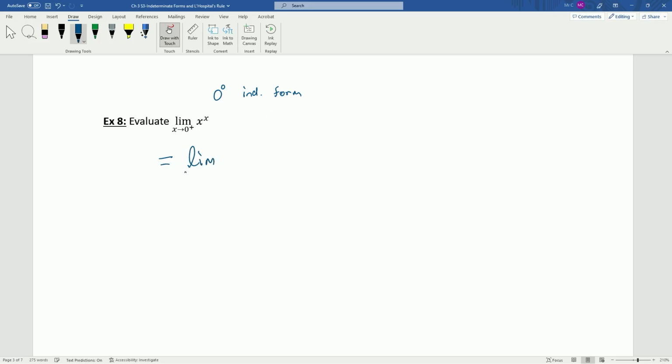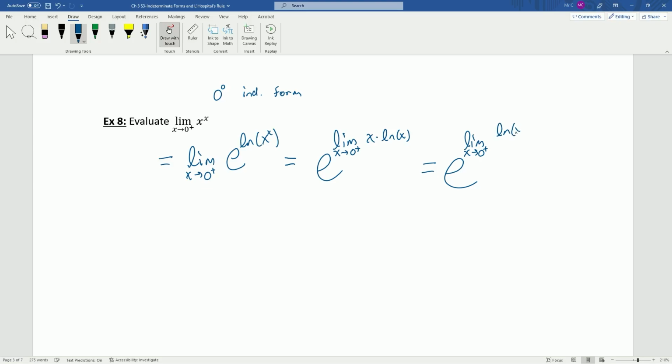So I'll rewrite this limit as the limit as x goes to 0 from the right of e to the natural log of x to the x power, so I'm moving my limit inside. I'm doing 2 small steps at once: move the limit inside, and use my power rule on the logarithm to write this as x times ln of x. Now I need to rewrite this as a quotient still, so this will be e to the limit as x goes to 0 from the right of the natural log of x divided by 1 over x, or x to the negative first power. So I've written it in this form.